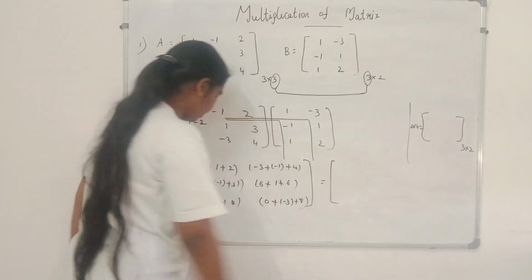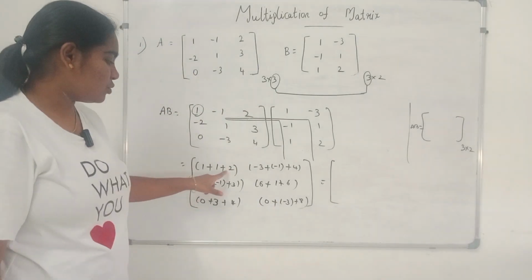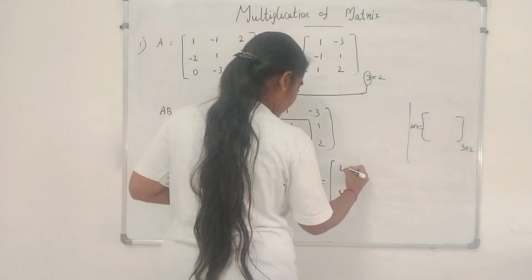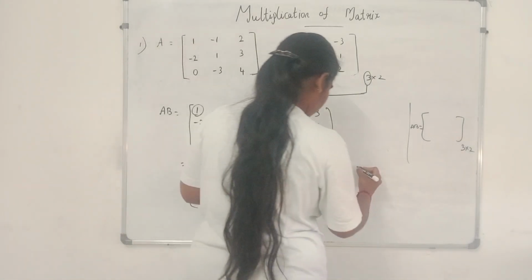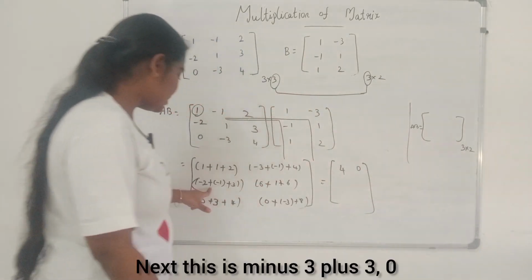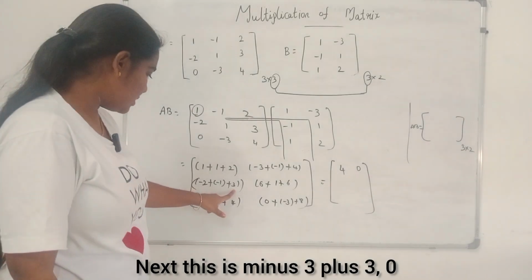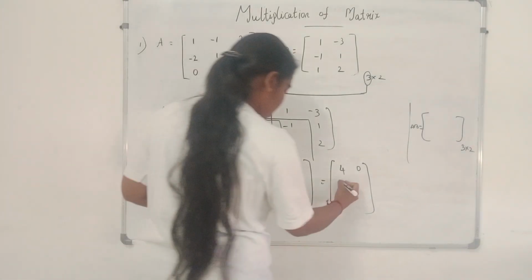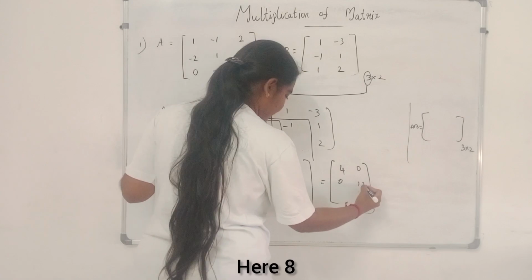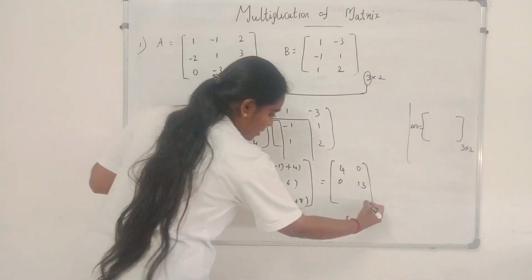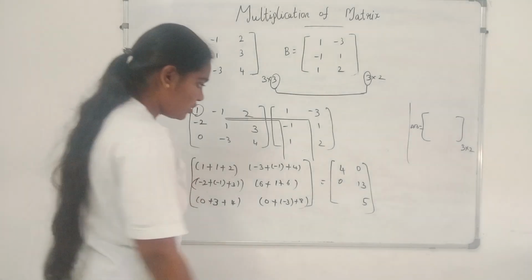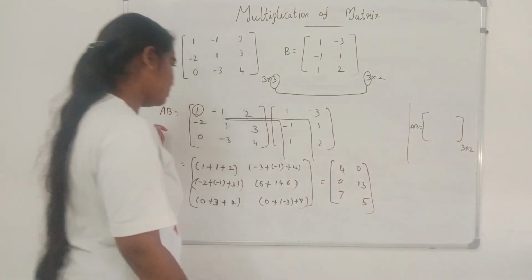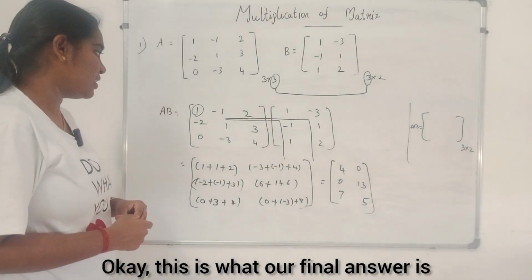Okay, so 1 plus 1, 2; 2 plus 2, 4. This is minus 4 plus 4, 0. Next, this is minus 3 plus 3, 0. 6 plus 6, 12. Here, 8 minus 3, 5. Here, 3 plus 4, 7. Okay, this is what our final answer is.